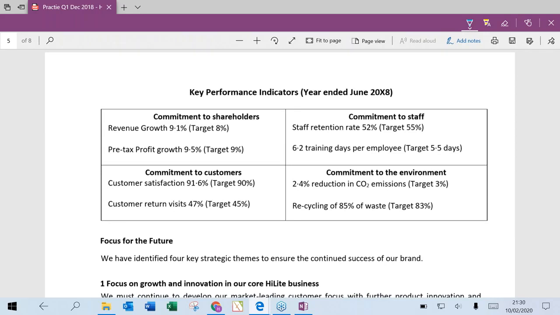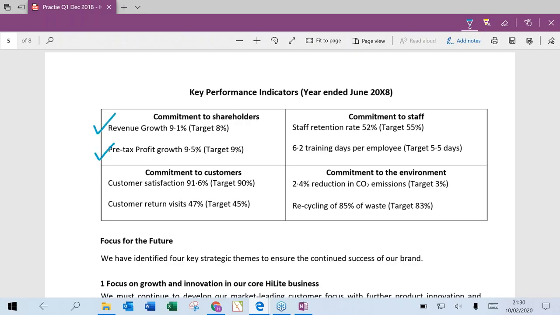Commitment to shareholders, revenue growth 9.1%. We already know that, but the target was 8%. Very good. Pre-tax profit 9.5% growth, target 9%. Oh my God, so they did really well in this.